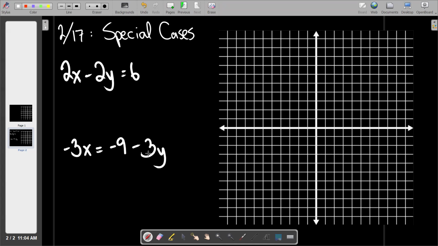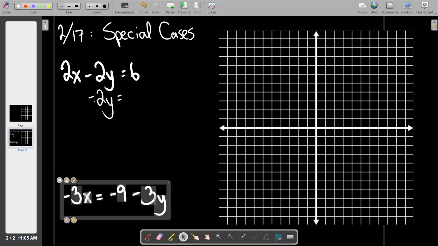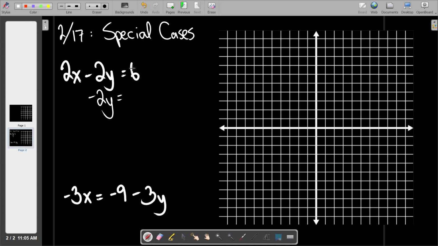So let's do the first one, the top one. What would we do first to get y by itself? I would subtract the 2x, giving me negative 2y equals what? Negative 2x plus 6, right? Because the 6 is still positive, we agree. So it's negative 2x, but the 6 just stays like it was before. And then what would we do? Divide everything by negative 2.